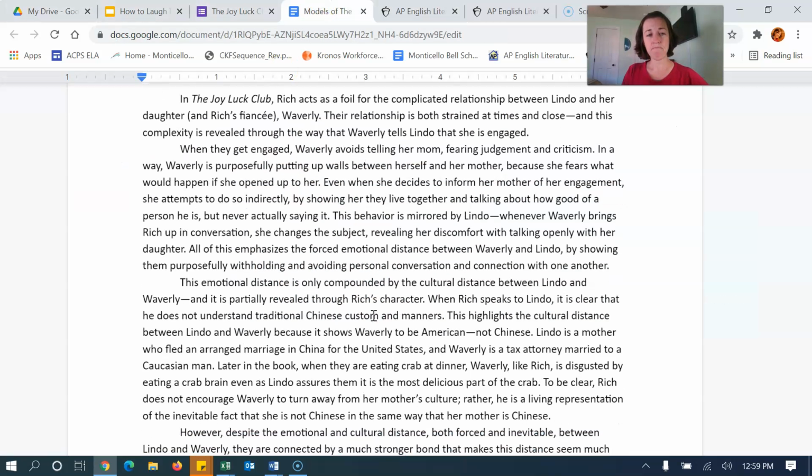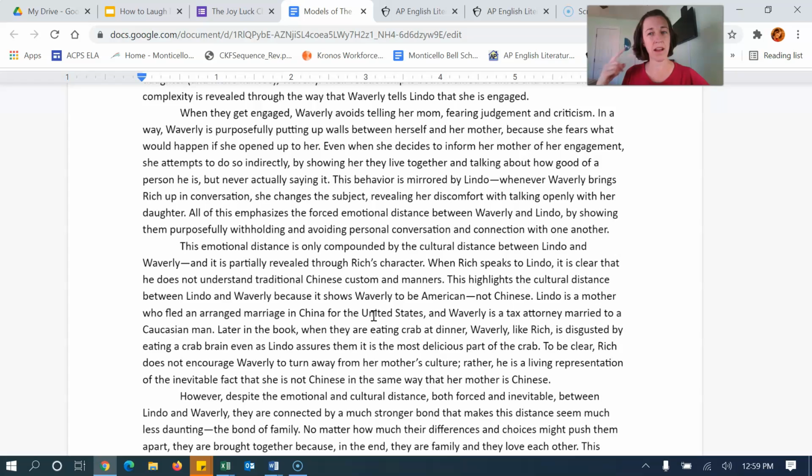So first paragraph here, and now I'm really thinking about evidence and commentary. When they get engaged, Waverly avoids telling her mom, fearing judgment and criticism. Nice topic sentence. In a way, Waverly is purposefully putting up walls between herself and her mom because she fears what would happen if she opened up to her. Even when she decides to inform her mom of her engagement, she tries to do so indirectly by showing her they live together, talking about how good a person he is, but never actually saying it.